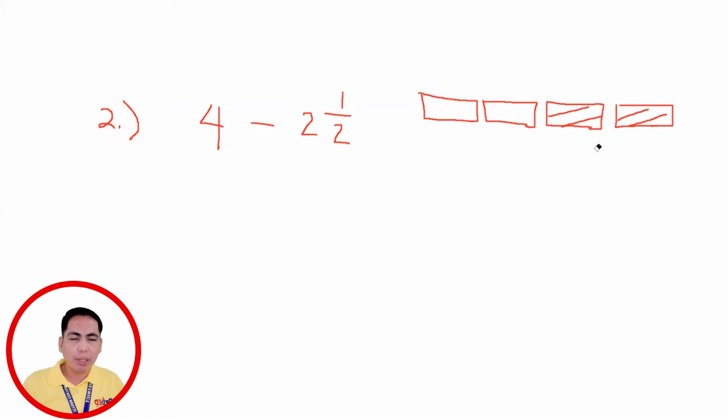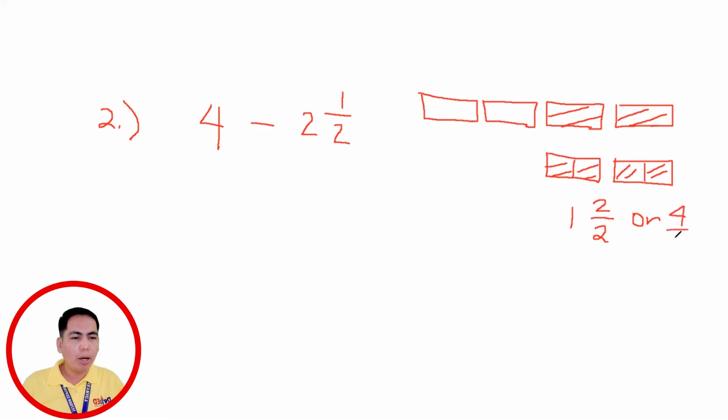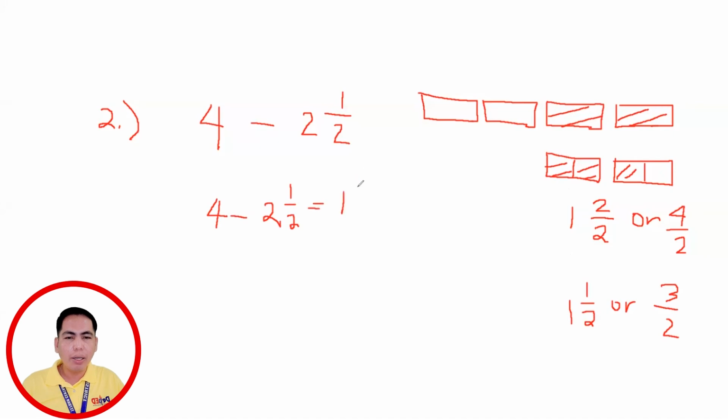After that, we have to subtract or erase 1/2 from this 2. Before we can erase, we have to represent 2 as 1 and 2 halves, or 4 halves. From there, we can now subtract or erase the 1/2. What is left is now 1 and 1/2, or 3 halves. So when we subtract 4 minus 2 and 1/2, it gives us 1 and 1/2, or 3 halves.